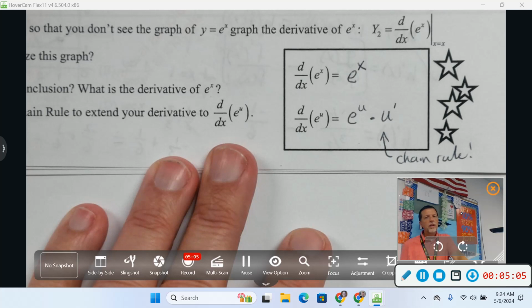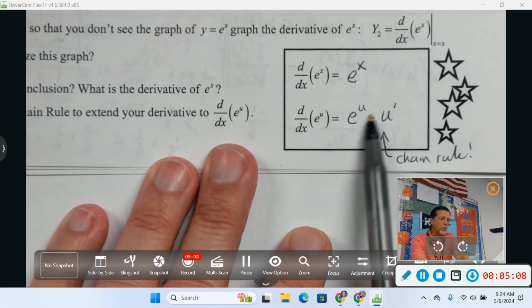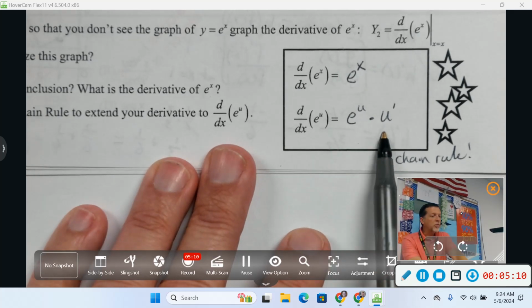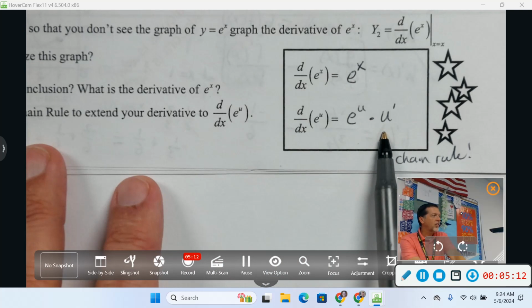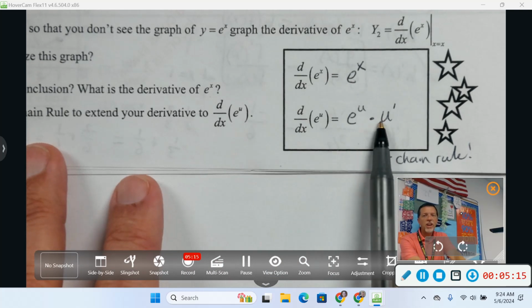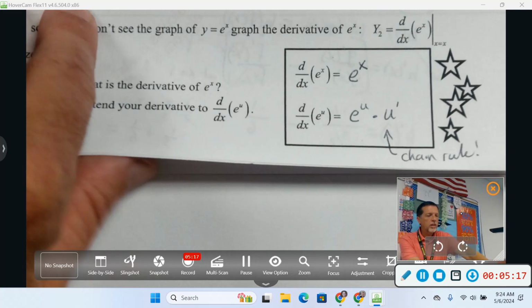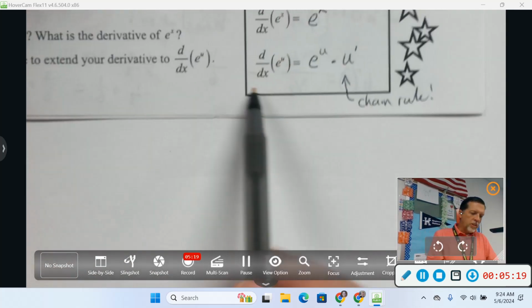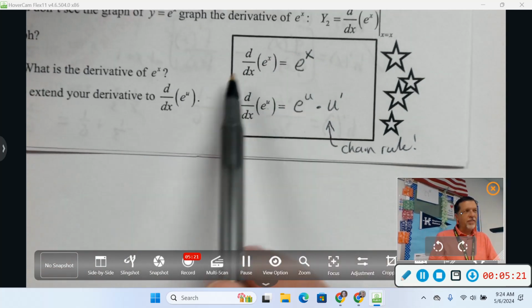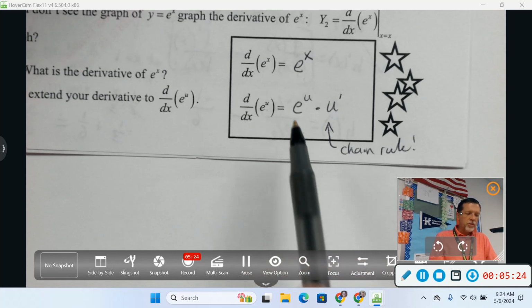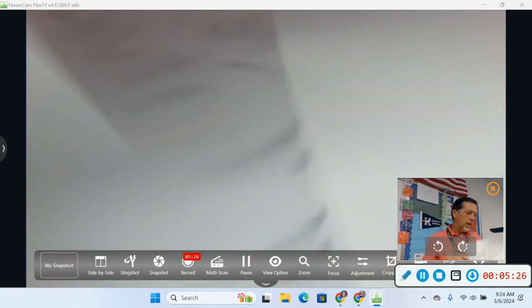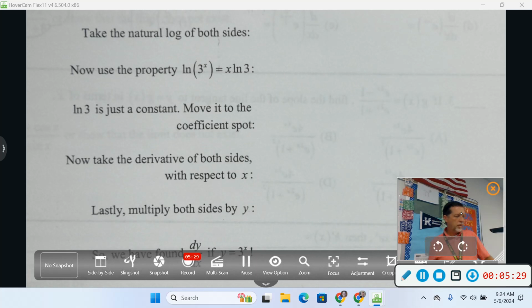Why is it u prime? Because it's always, whatever the original rule is, times the derivative of the argument. That's the chain rule. You always chain on the derivative of the argument. We will use the second statement far more than the first, right? Because derivative of e to the x is e to the x, there's not much to that. We use the second one a lot more. Okay, well, what if our base is not e? Do we want to derive all of this?